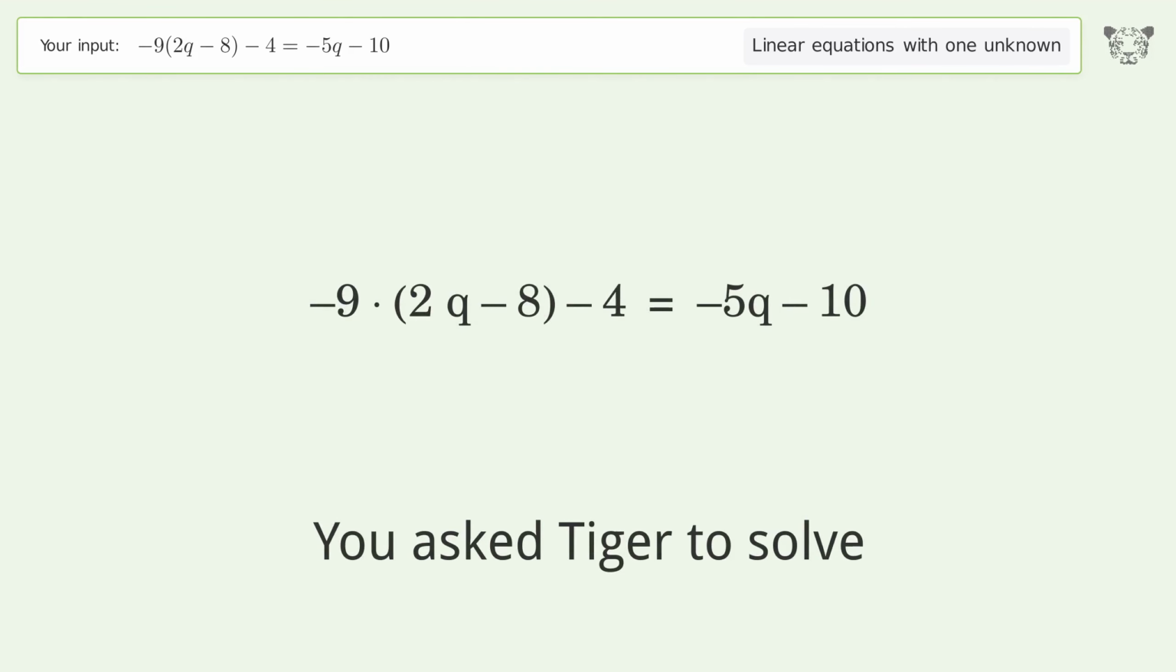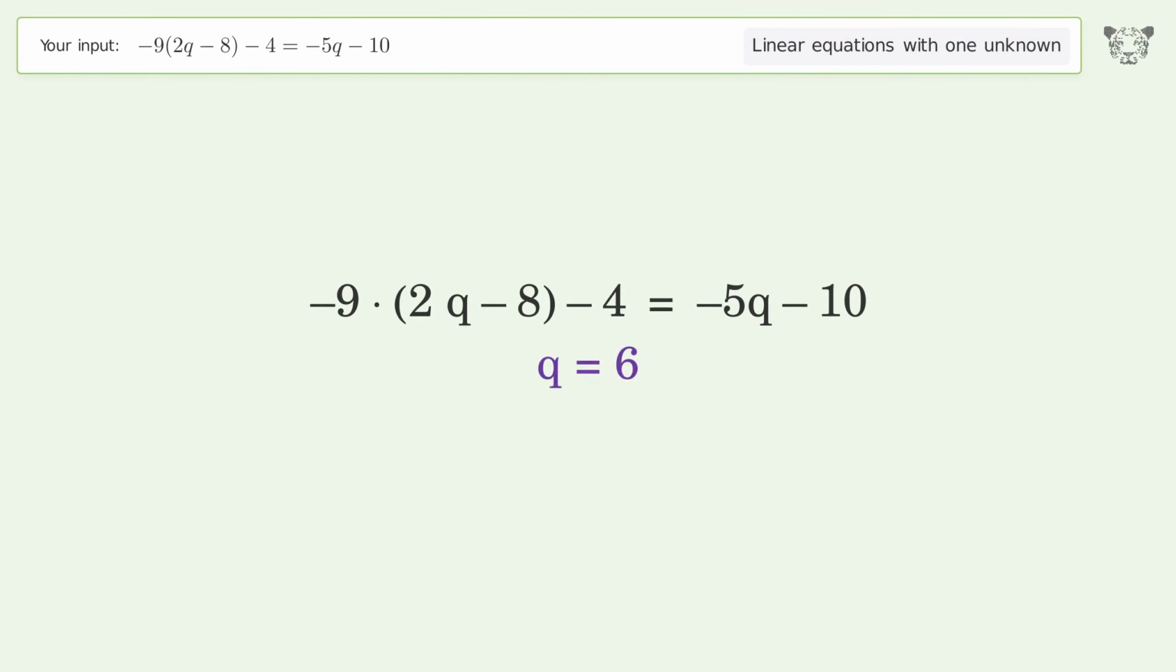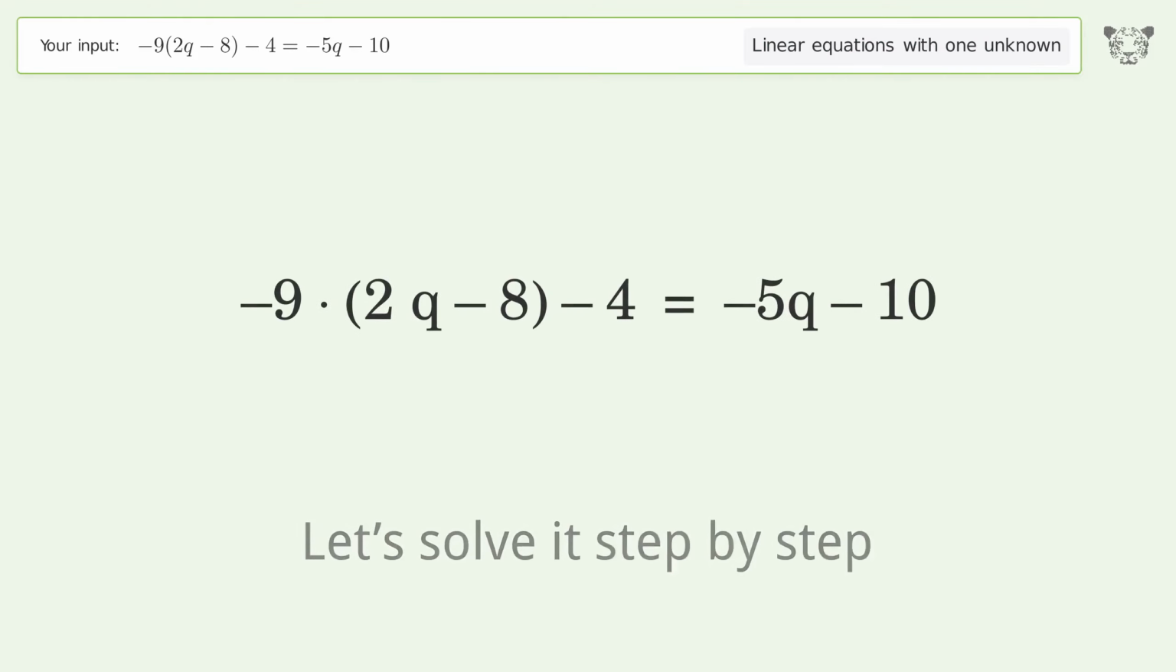You ask Tiger to solve. This deals with linear equations with one unknown. The final result is q equals 6. Let's solve it step by step.